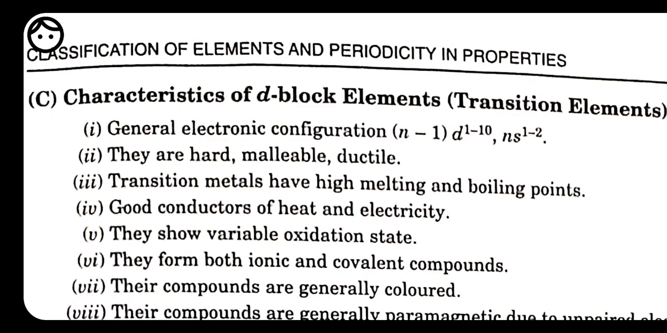These are transition elements. That's why the melting point and boiling point are very high, because they are metals. That's why they are good conductors of heat and electricity. They also show variable oxidation state. This is a very important property of the d block. Because of this property only, they are taken as what? They are taken as catalysts. These things we will also discuss.